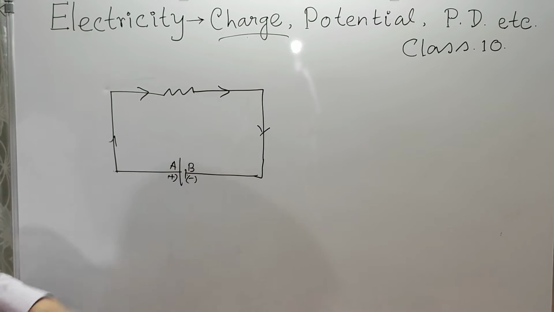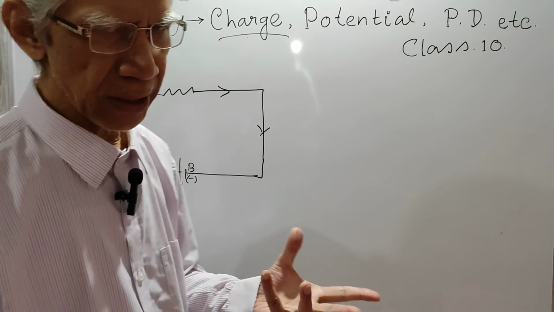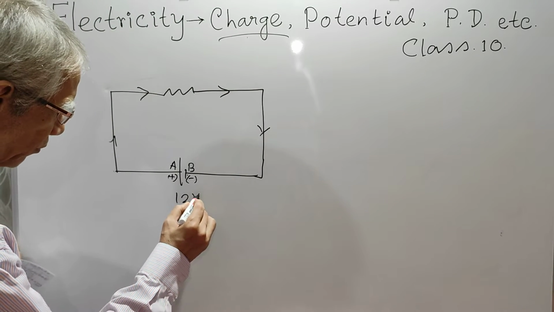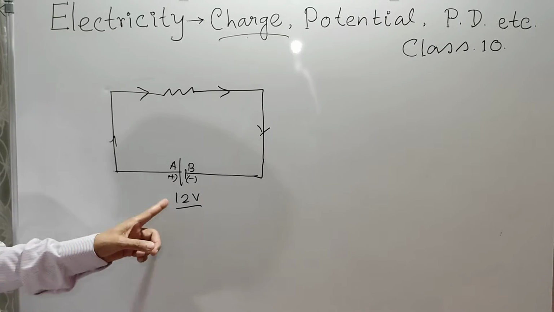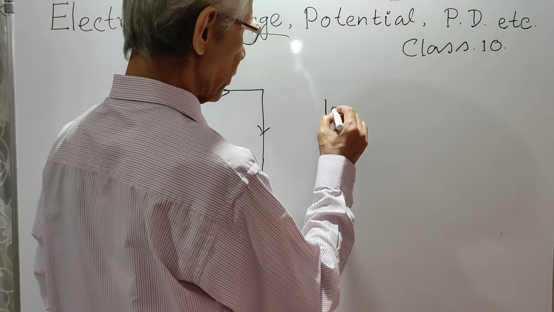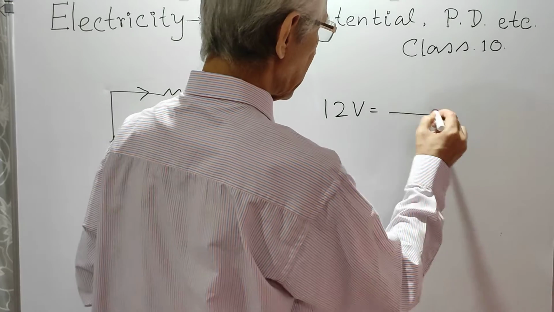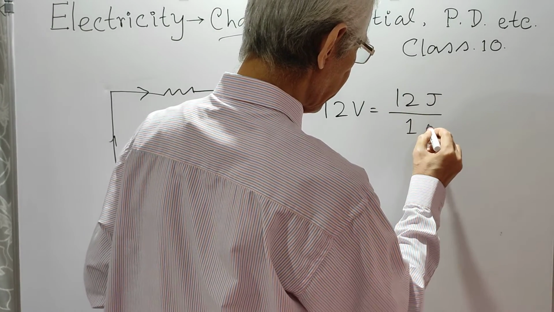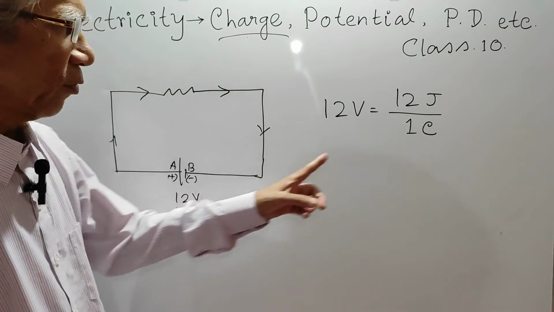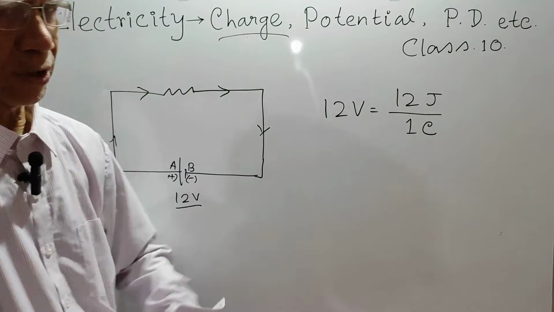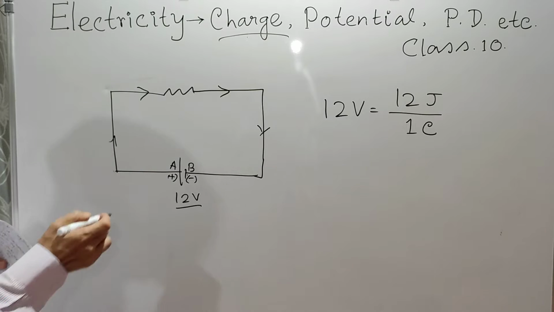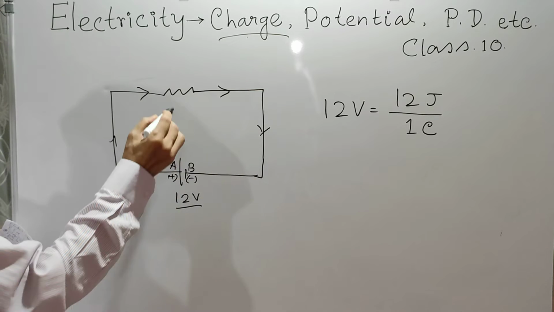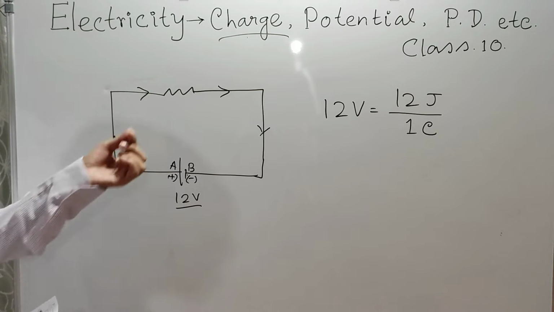Now this battery or source of current has a potential difference or voltage. Suppose this is a 12 volt battery. Now 12 volt means what? 12 joules per 1 coulomb. That means to move 1 coulomb of charge, 12 joules of work is done. So this battery is pushing charge this way through this bulb. Suppose this is a bulb.